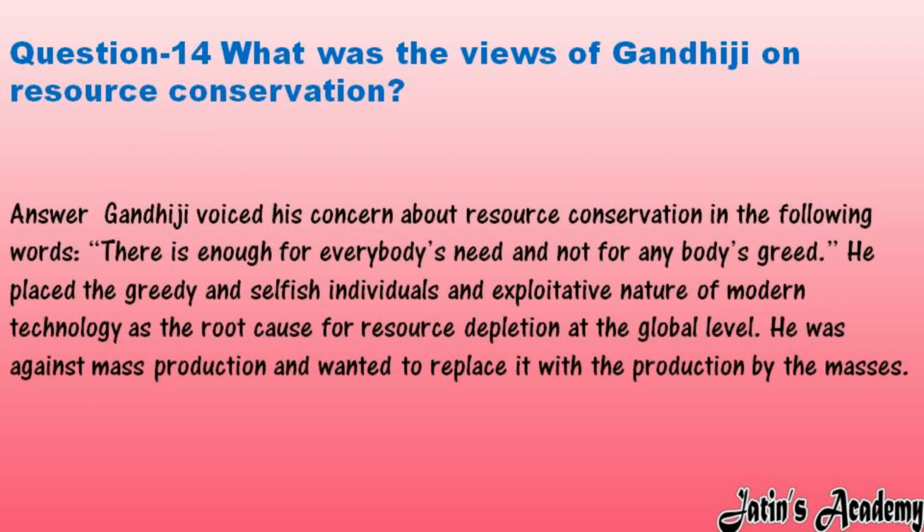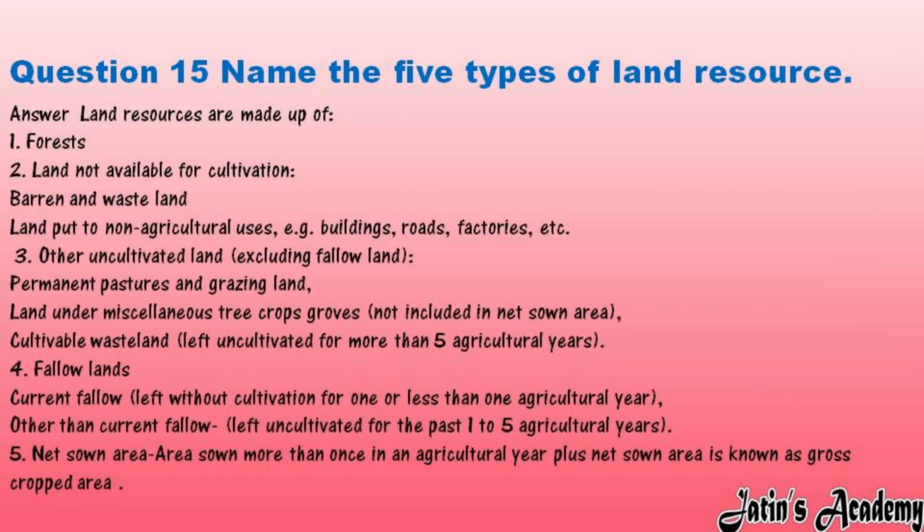Question 14. What were the views of Gandhiji on resource conservation? Answer. Gandhiji voiced his concern about resource conservation in the following words: there is enough for everybody's need and not for anybody's greed. He placed the greedy and selfish individuals and exploitative nature of modern technology as the root cause for resource depletion at the global level. He was against mass production and wanted to replace it with production by the masses.